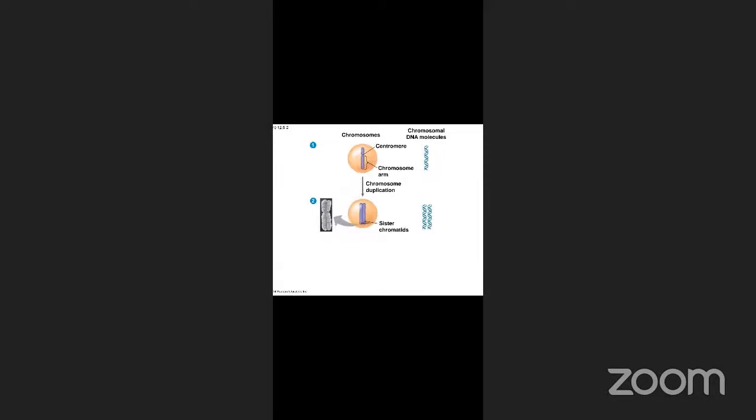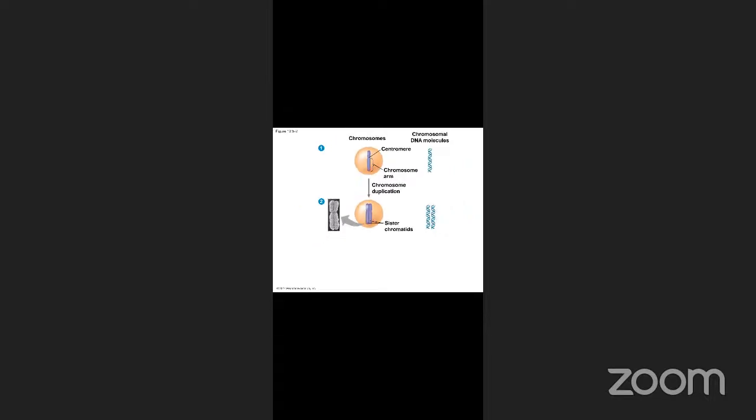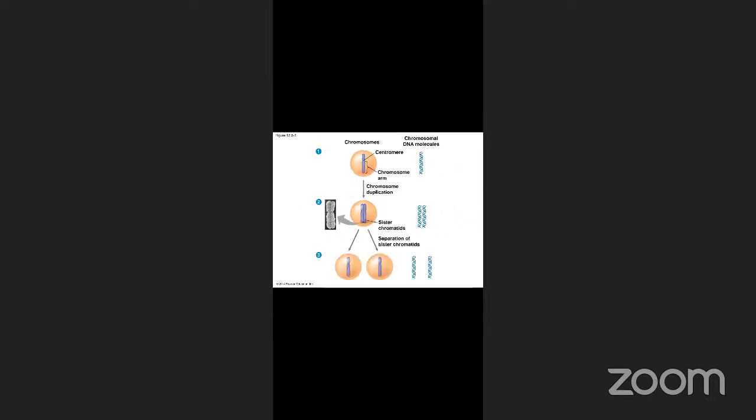So this is a single chromosome. Here, when these two sister chromatids join together, that is the chromosomal duplication. So here is the real image you can see. Once this duplication takes place, these two chromosomes will segregate into two different cells to form two daughter cells. So this eukaryotic cell division consists of two stages.